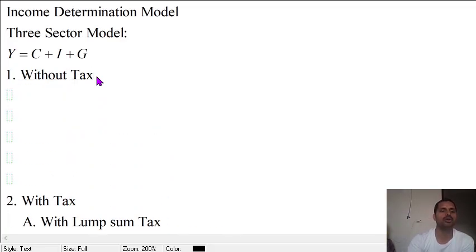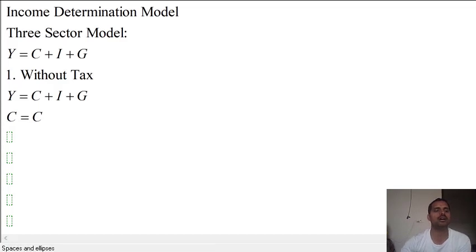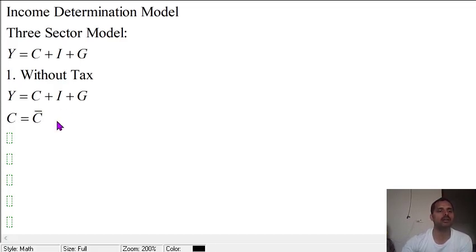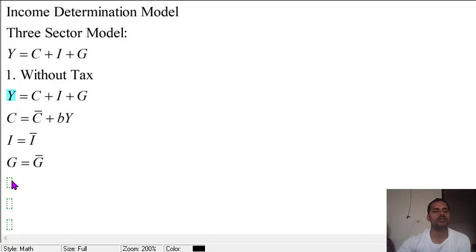First of all, let us start with the without tax situation. In the without tax situation, this equation will remain the same, and the consumption function will also be given as we did earlier. Here, C bar will represent the autonomous consumption, and b will represent the proportion of income which is consumed. And now I is again the autonomous investment, so we can write I bar, and government spending is also autonomous. Autonomous means that it is not dependent on any other variable in the model. It is independently determined, so it is autonomous. These three are autonomous components, and now we will try to solve it for the national income equilibrium level. Now you can write this.